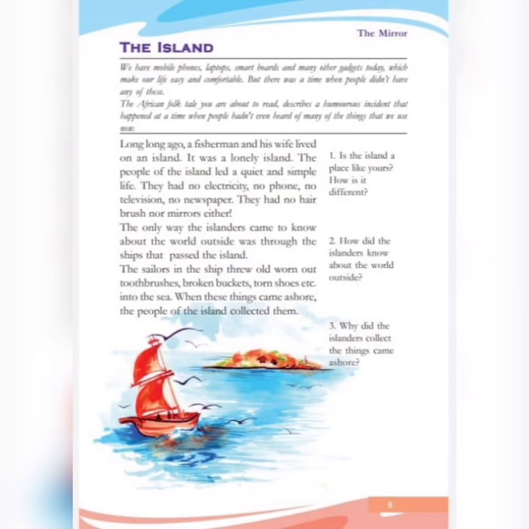Once again, long ago, a fisherman and his wife lived on an island. It was a lonely island. What do you mean by lonely? Without any company. The people of the island led a quiet and simple life. What's the meaning of quiet? Peaceful. Here, quiet, the spelling is Q-U-I-E-T. It's an adjective and its meaning is peaceful.